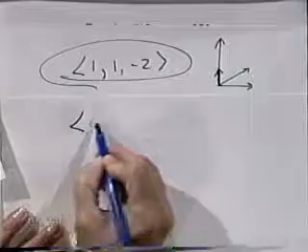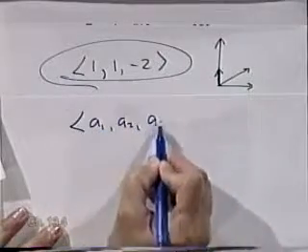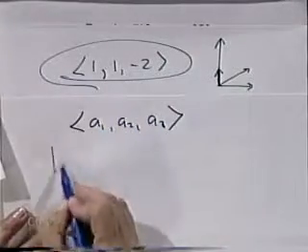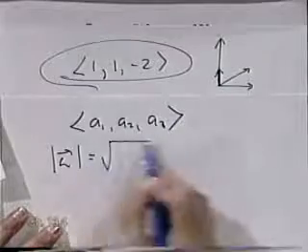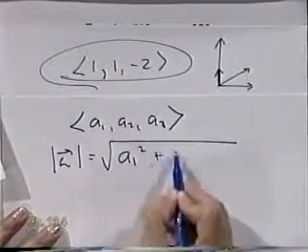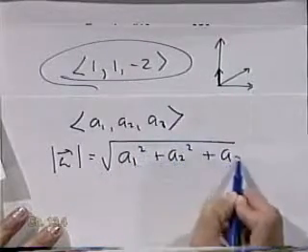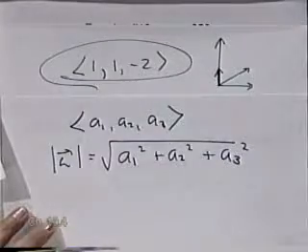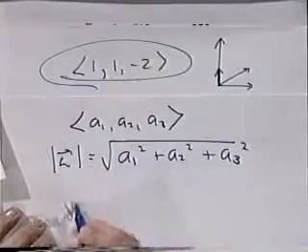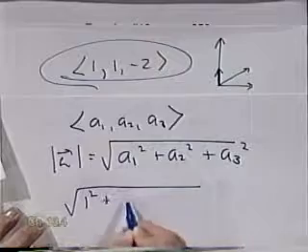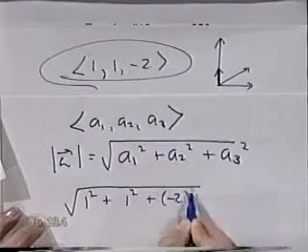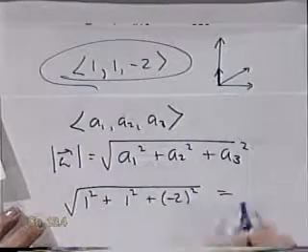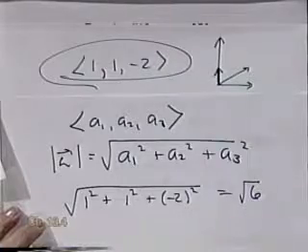Remember, if you have vector A1, A2, A3, how do you get the magnitude of that vector? It's the square root of the x component squared plus the y component squared plus the z component squared. So the length of this vector is going to be the square root of 1 squared plus 1 squared plus a negative 2 squared, which is 1 plus 1 plus 4, square root of 6.